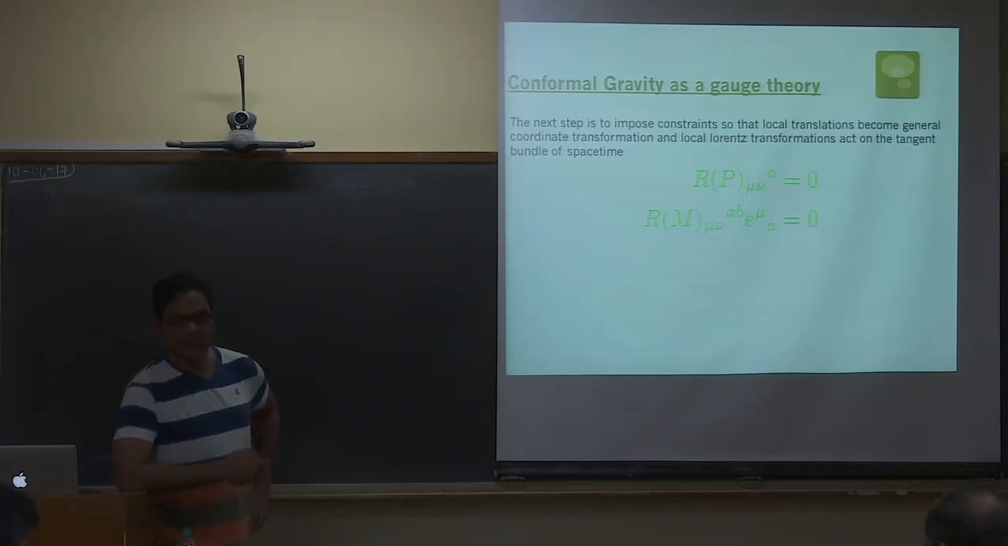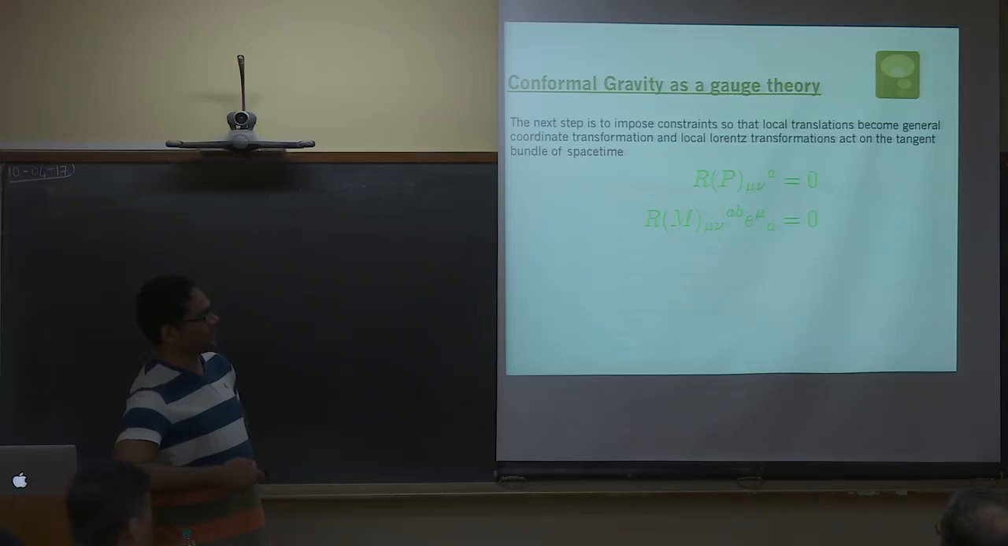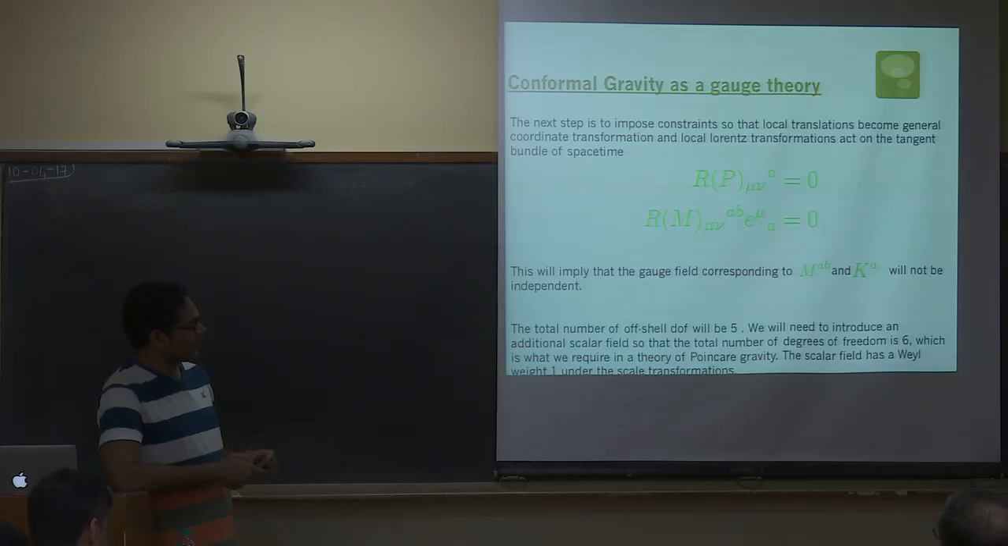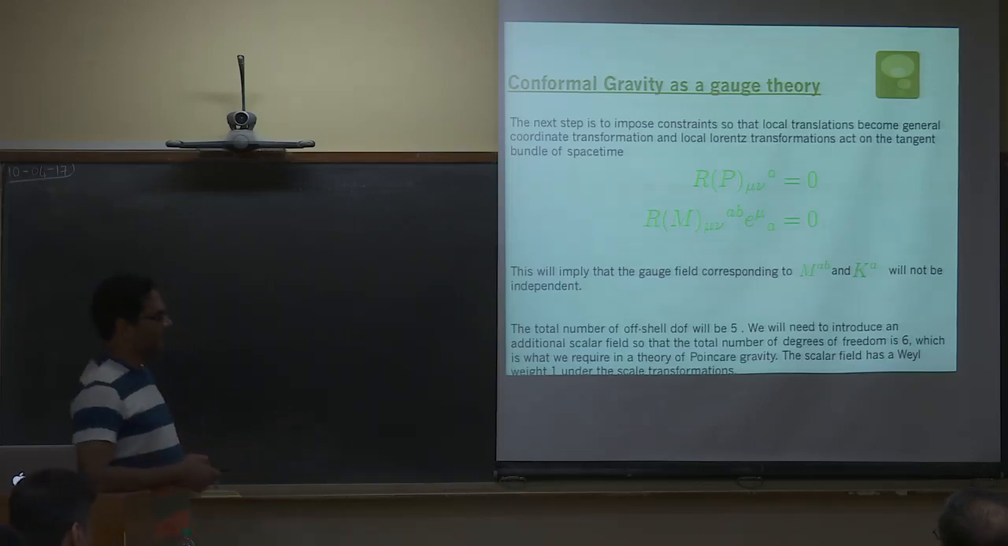In the same way as the spin connection should be determined in terms of... Yeah, we haven't even seen the equation of motion. No equation of motion. So these are the constraints which will just tell you that omega mu AB and f mu A are dependent gauge fields and not independent. So the total number of partial degrees of freedom becomes 5.